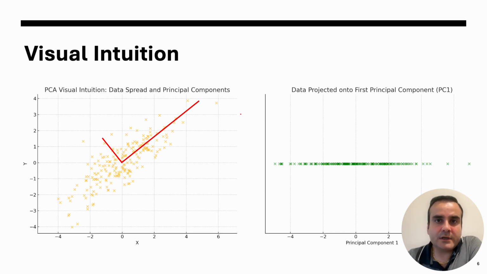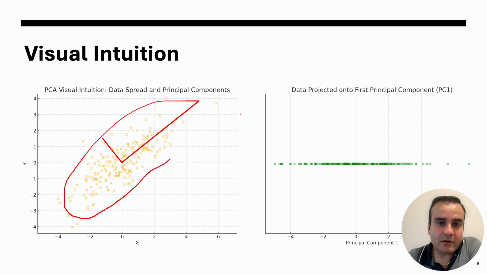Let's now build a strong intuition for what PCA actually does by looking at these graphs. The first graph is the original data with principal components. Here we see a scatter plot of data points spread out unevenly. Notice how the data is stretched in one direction, then another. It's not aligned with the original X or Y axis. PCA identifies the direction where the spread or variance is the largest.